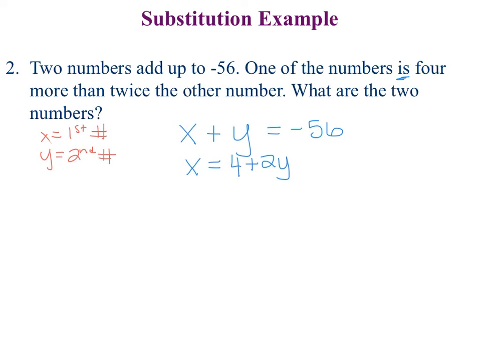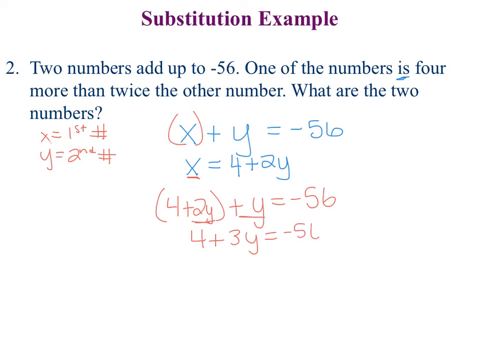So for this setup, we've got our system. You can solve it any way you want, but this one's ultimately kind of set up for you to use substitution. So I'm going to go ahead and actually use substitution. So I know x can be replaced with 4 plus 2y. So in that top equation, I'm going to replace that. So 4 plus 2y, where x was, plus the y that was already in my top equation, should equal negative 56. And then I can combine like terms. So then I'll have 4 plus 3y equals negative 56. Subtract your 4, and then divide by 3. And then we end up with y equals negative 20.